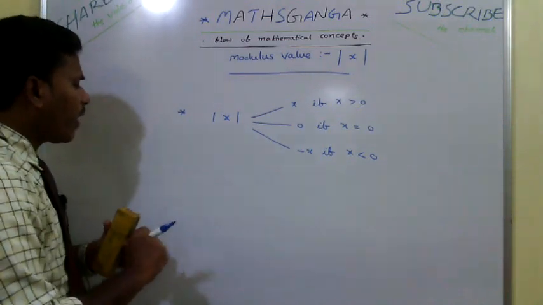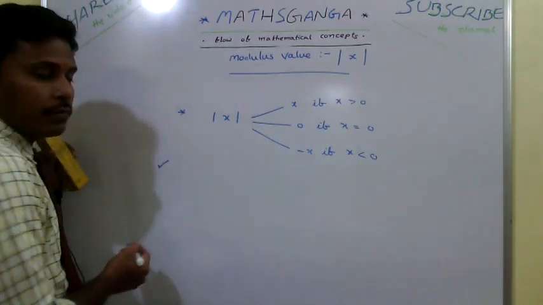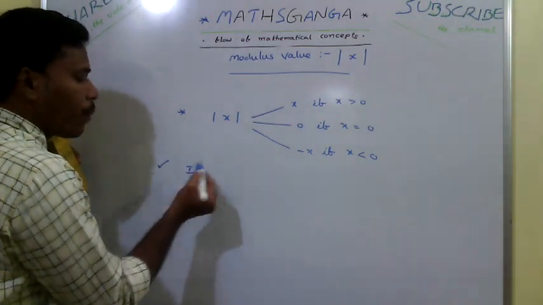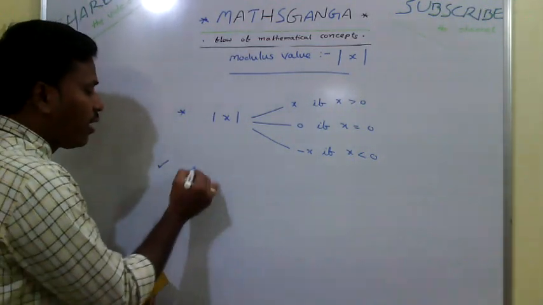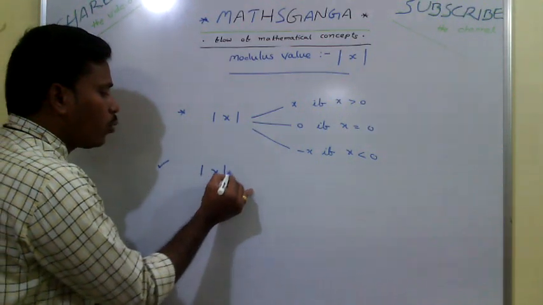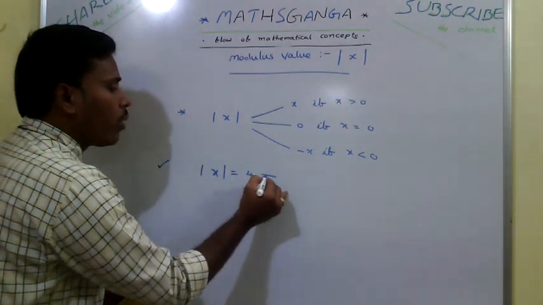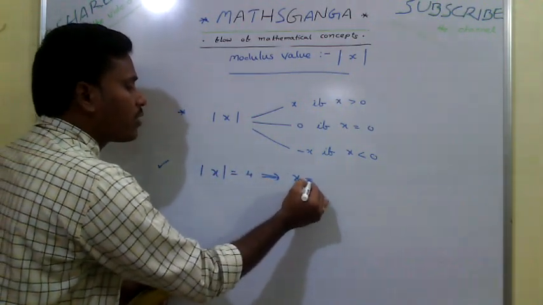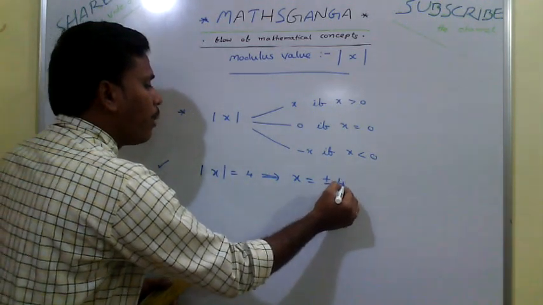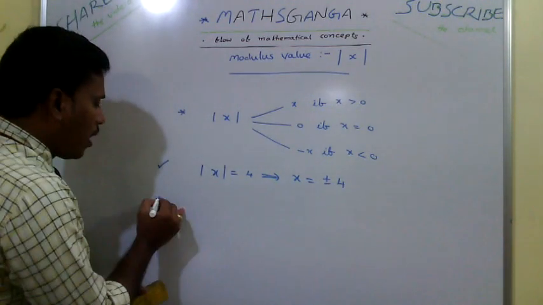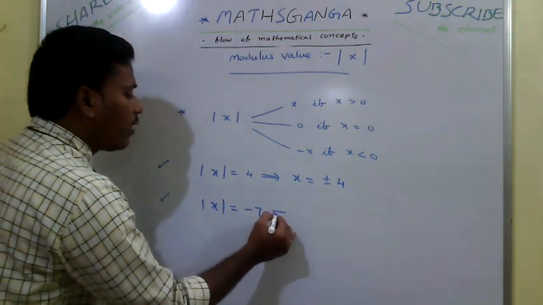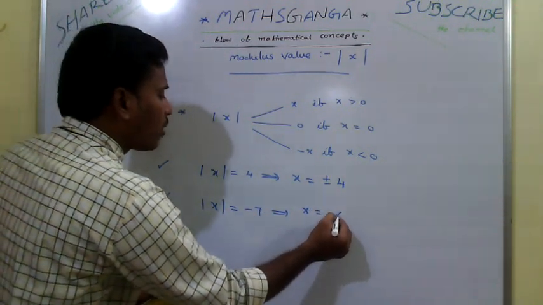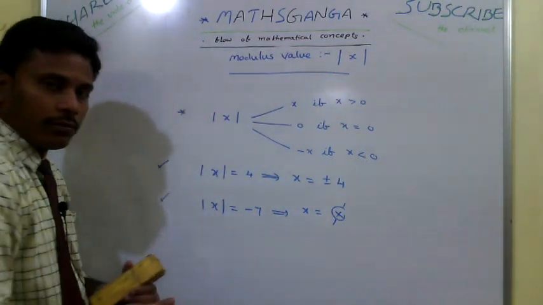Right. For example, let us concentrate on the equations. Mod x is equal to 4. So what is the result of x? As we discussed here, the value of x will be plus or minus 4. And if mod x is equal to a negative number like minus 7, then x has no solution.